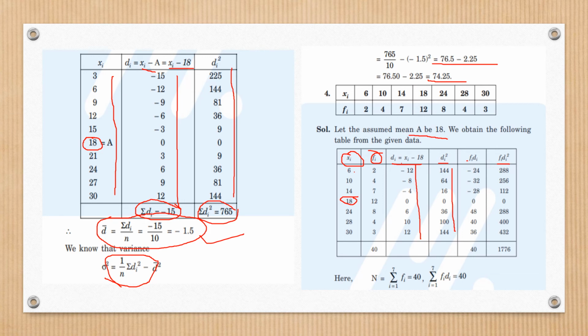Like 2 into 144 is 288. And for this it is 2 into minus 12, which is minus 24. So the sum of fi di is 40, and the sum of fi di square is 1776, and summation fi is 40, right?